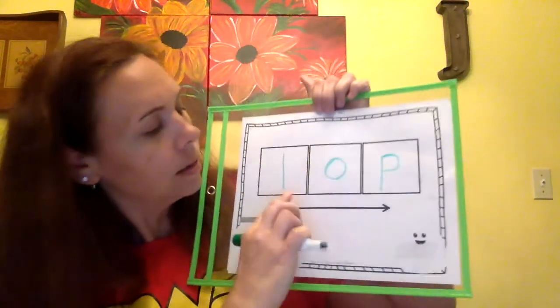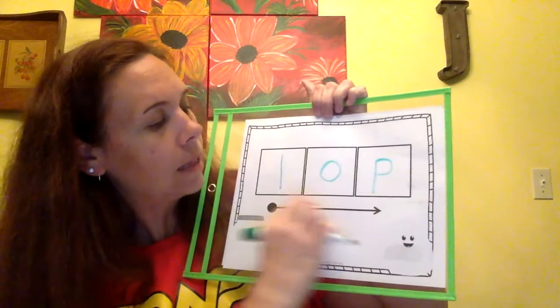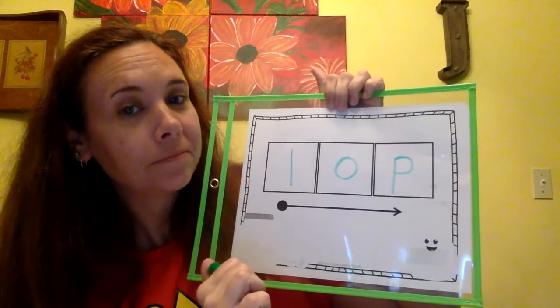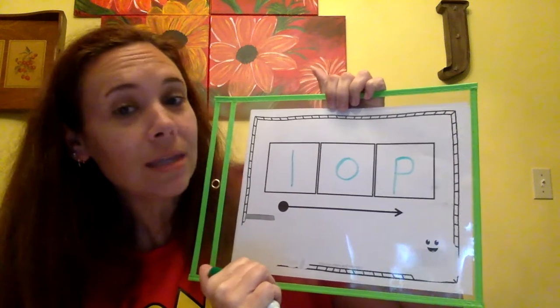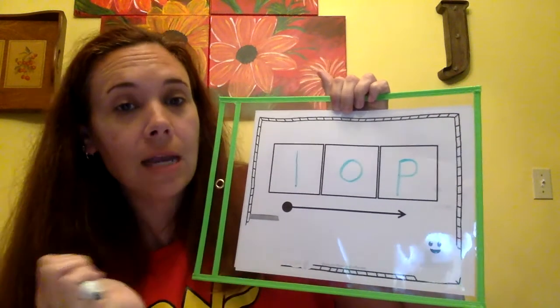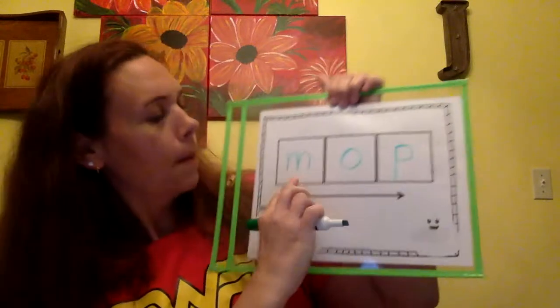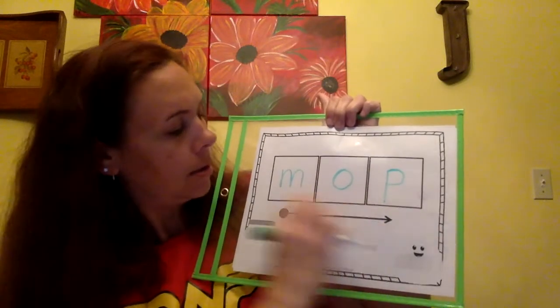Straight line. Ul, op, lop. Does anybody know what that means? To lop is kind of how you hit something. Like if you hit a tennis ball way up in the air, that's a big lop. Erase ul and put in m. Op, mop.